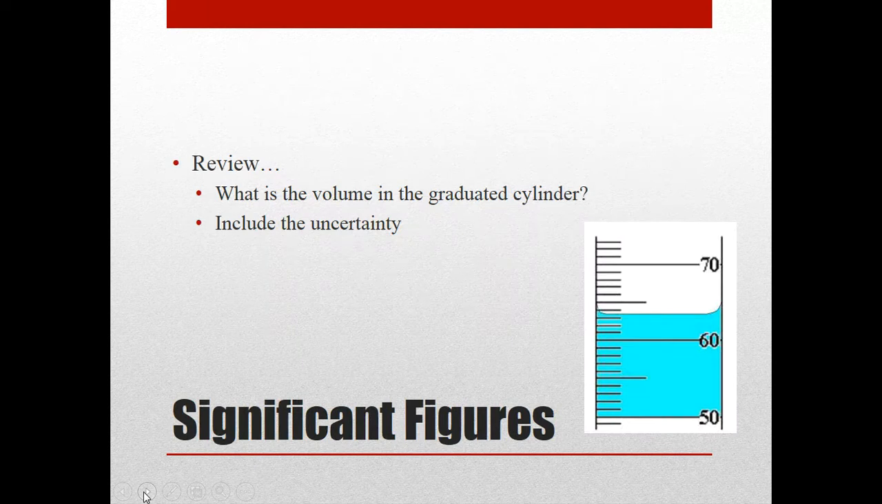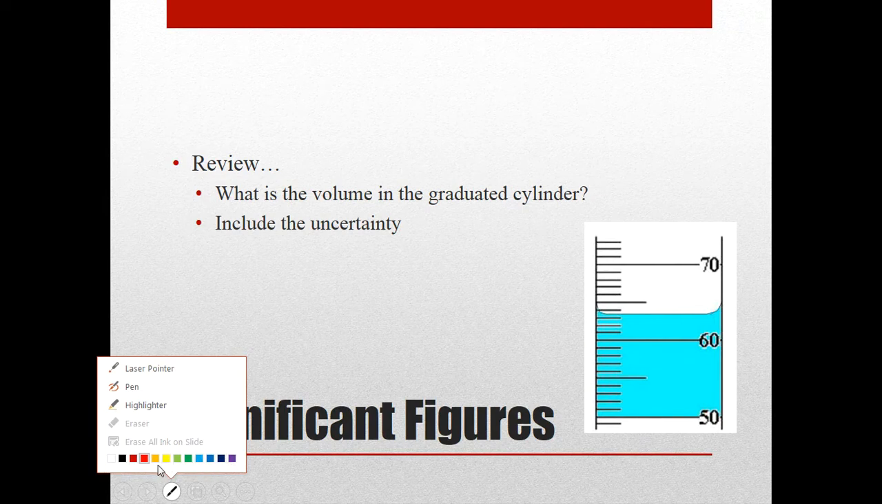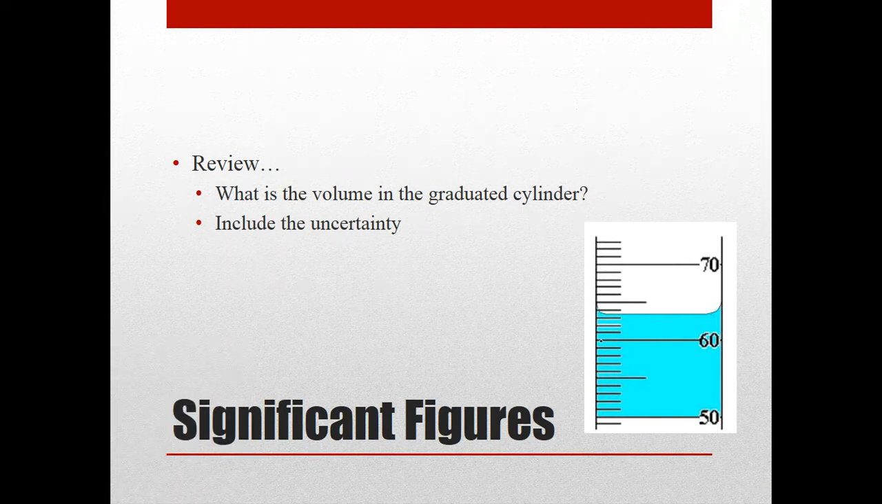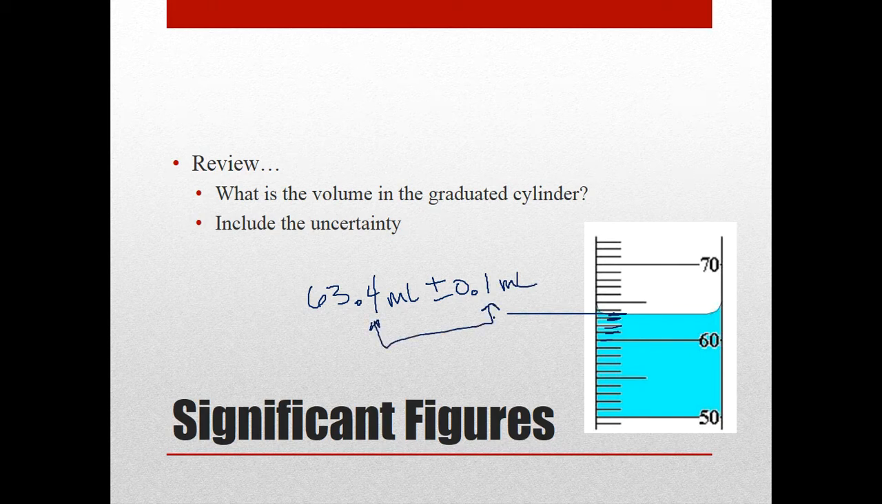So, quick review of reading volume in our graduated cylinders. Let's go blue today. We're going to look at what we know for sure. We know 60, 61, 62, 63. So here are our certain digits. This one I'm going to guess because there isn't a tick mark. So I'm going to go 0.4, which of course isn't necessarily right. And so I'm going to show that I'm off by a tenth because my last place value was a tenth. So there's my uncertainty.